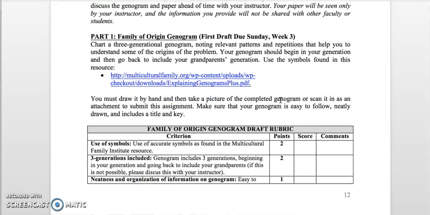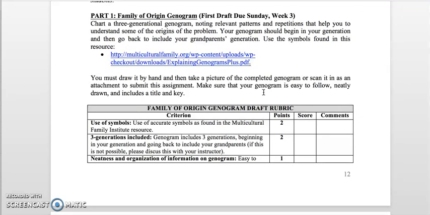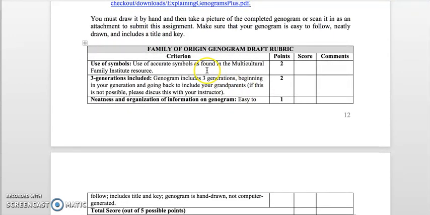Regardless, I want to get us taking a look here at the family of origin genogram. Again, the first draft is due week 3. Take a look at this particular content. It's a multicultural family chart explaining genograms, and you can take a look at it. Be sure that you include a key as well as the title of your genogram. All right, and you have to go at least 3 generations if possible.